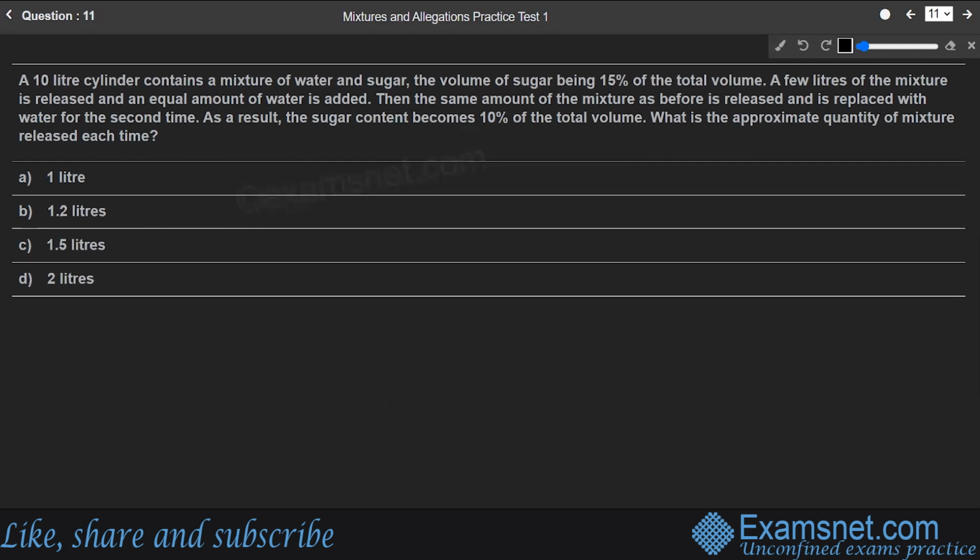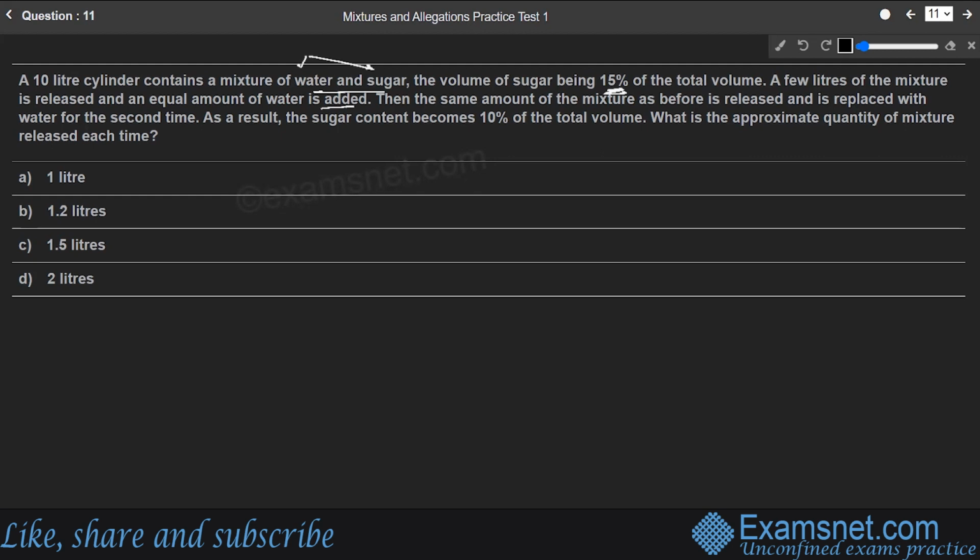Now, a 10-liter cylinder contains a mixture of water and sugar. The volume of sugar is 15% of the total volume. So what is happening? There is a 10-liter cylinder containing a mixture of water and sugar, in which the sugar quantity is not 15 liters but 15% of the total volume, that is 15% of 10.